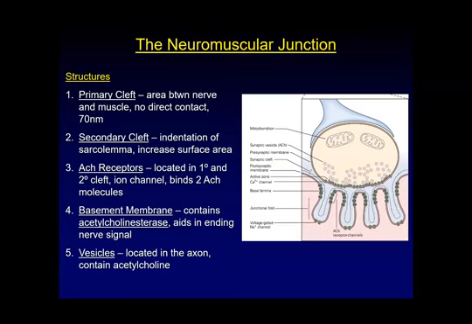That's what's going on here. We have our basement membrane, we have our acetylcholinesterase. Once acetylcholinesterase breaks acetylcholine off, then we're going to suck the acetylcholine back into the nerve side and try to repackage it back into our vesicles. That's what's going on.